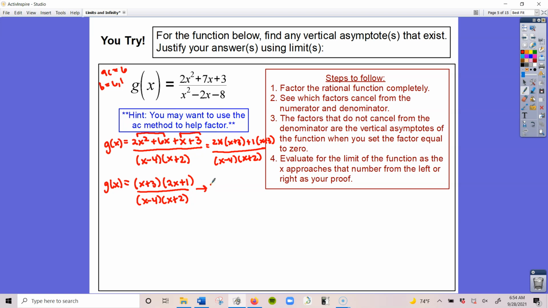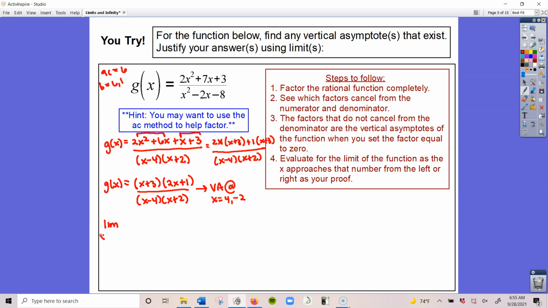As a side note, I'm just going to write this here. We have two vertical asymptotes, which are at x is equal to 4 and negative 2. Remember, we find these vertical asymptotes by setting these factors equal to 0. So if x minus 4 is equal to 0, we add the 4, we get positive 4. And if x plus 2 equals 0, we subtract the 2, so negative 2. So we're going to prove that we have these vertical asymptotes, and we do that using limits. We have to do this twice because we have two asymptotes.